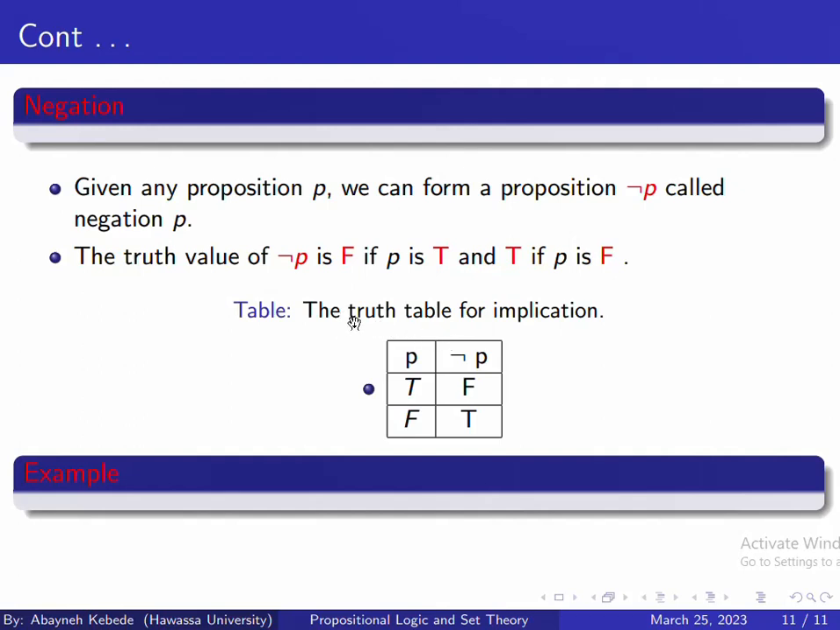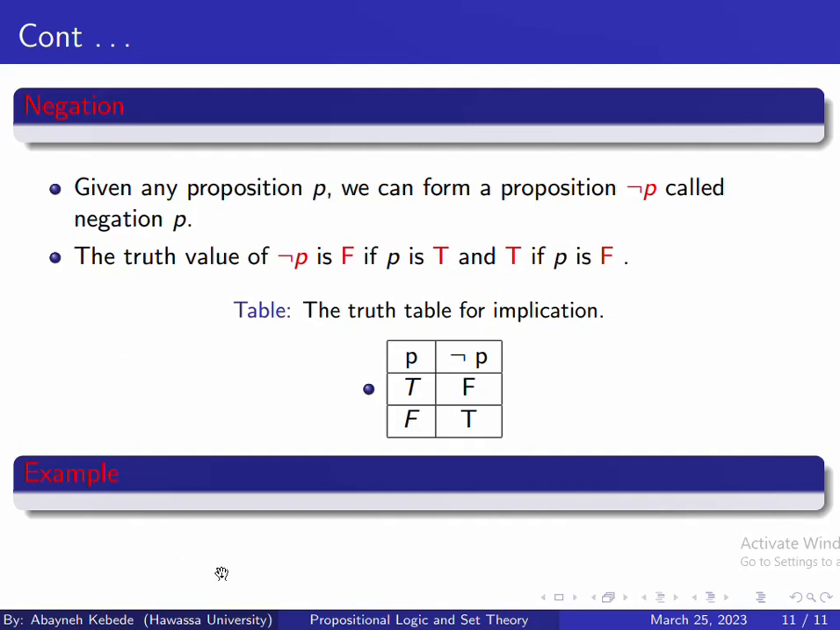Using a truth table, as I told you, the negation may be applied to only one proposition, say P. So here we have one proposition P, therefore P has possible truth values only true and false. That's the truth value for negation P. That means if P is true, then negation P is false. If P is false, negation P is true.